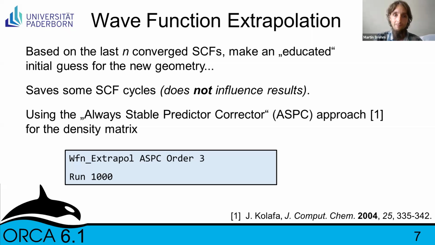And this is indeed possible. It exists since quite a long time, and we just implemented it in ORCA now. And you can quite easily switch it on. You can see it here. You just write WFN extrapol ASPC, which stands for Always Stable Predictor Corrector. This is the method. And order 3, you can play with that. It is just the extrapolation order. It will not influence any results, so the trajectory will be exactly the same, but it can save a few SCF cycles.